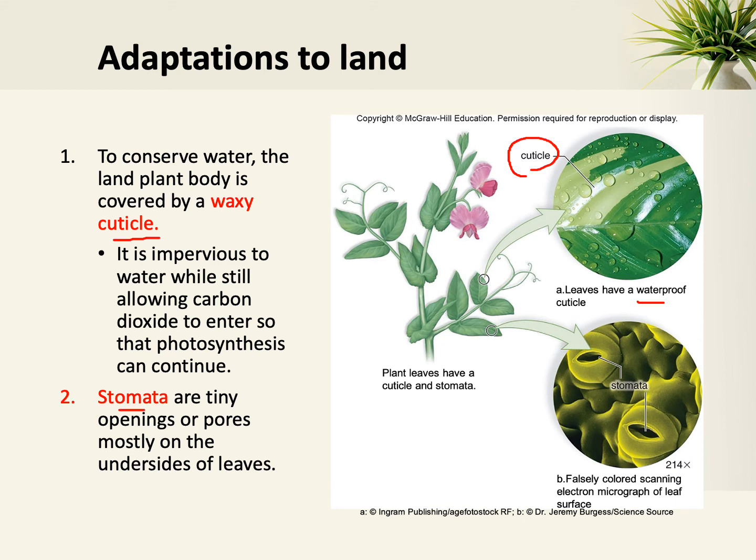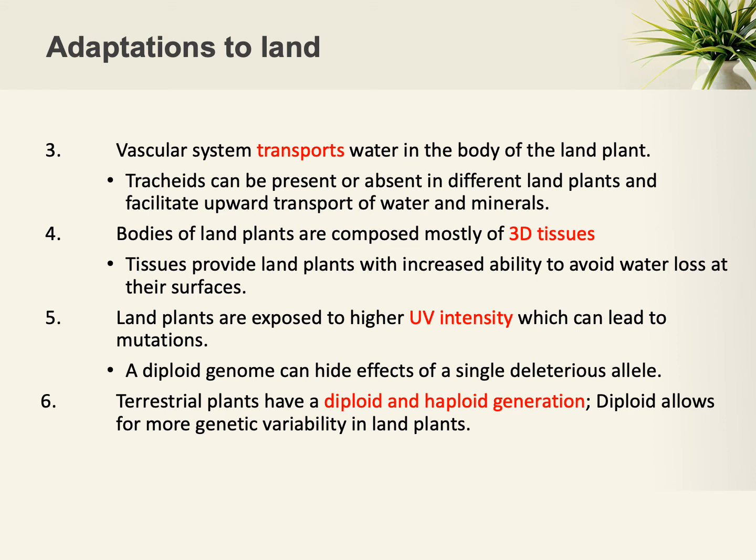Next, we have the stomata. Stomata are tiny openings or pores mostly on the underside of the leaf. This is for gas exchange. The third one is the vascular system, which transports water in the body of the land plant. The tracheids can be present or absent in the different land plants, and also facilitate upward transport of water and minerals.